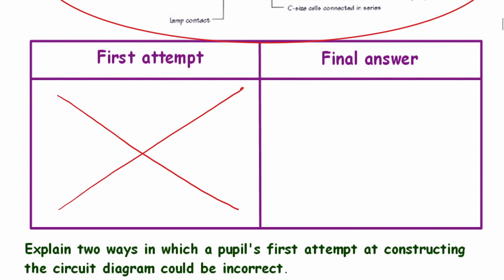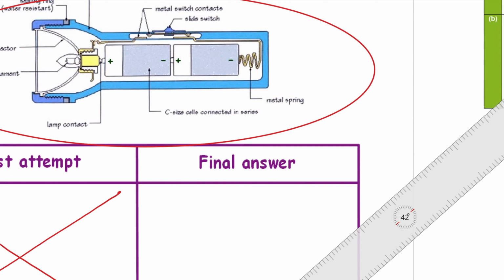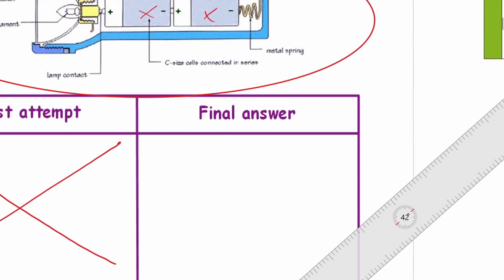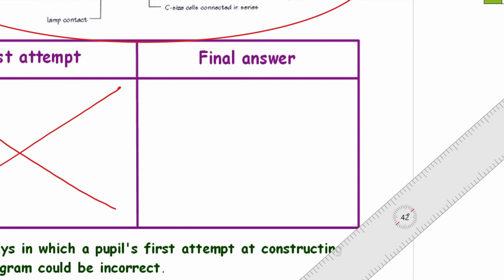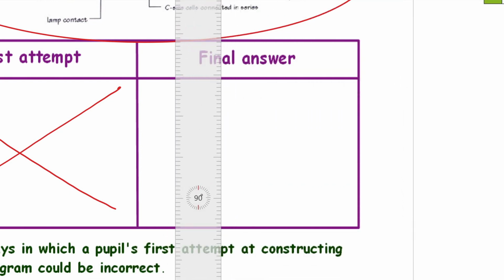Okay, let's draw this diagram. Well, if we look at the torch, I will take a component at a time. Here's 2 cells. Technically speaking, 2 cells make a battery. So we can draw those 2 cells at the bottom here. Let's change colour. Use a ruler to smarten things up a little bit.